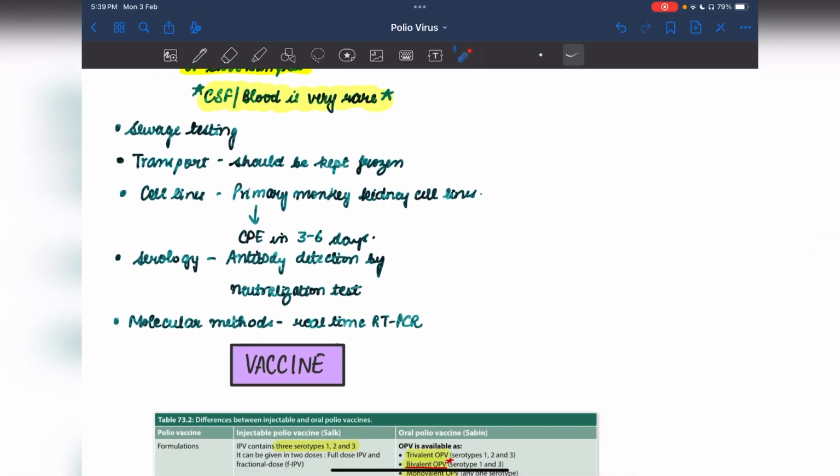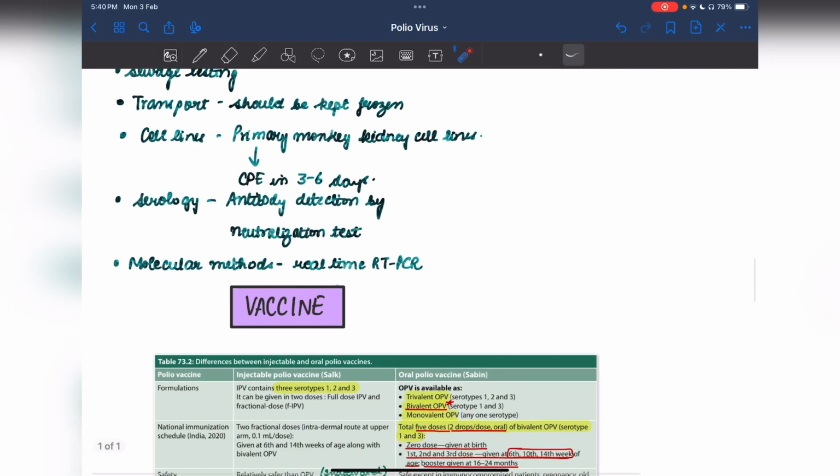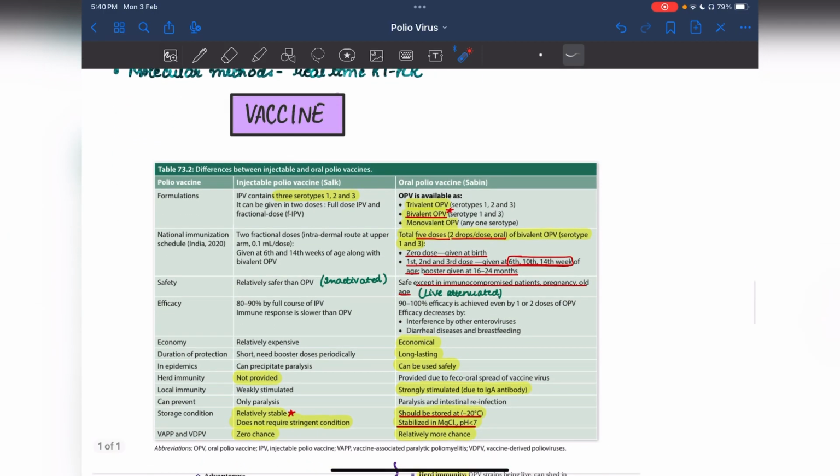For serology, you can do antibody detection by neutralization test. In molecular methods, you can go for real-time RT-PCR. Now coming to a very important topic, that is vaccines. This will be helpful in your microbiology as well as your PSM. So please listen to it carefully.